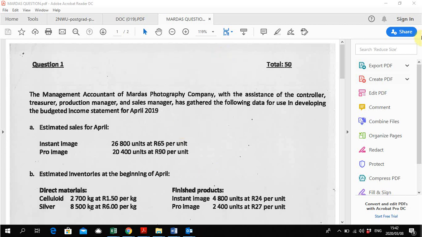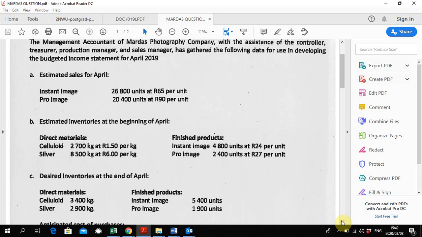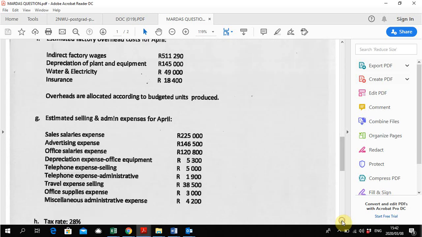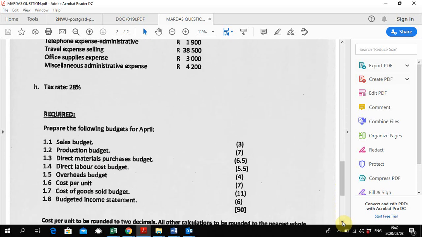Hello students and welcome to this additional explanation on operating budgets. This was a question from a previous semester test and it is called Mardas Photography. So the management accountant of this business requires you to assist now in setting up their operating budgets. And I just want us to look at the required part first before we go through the question.